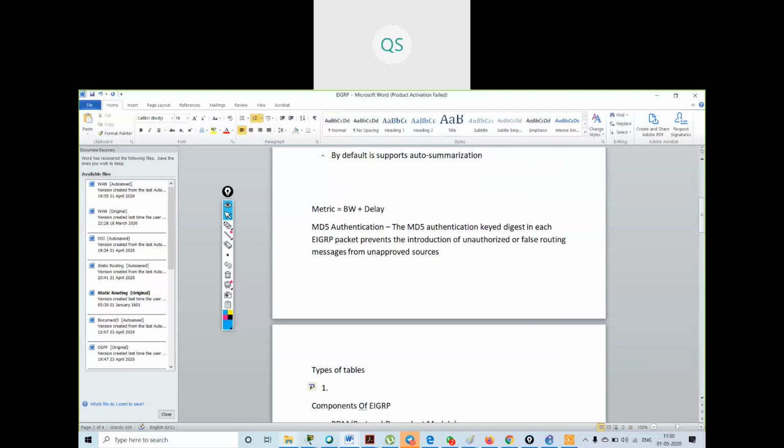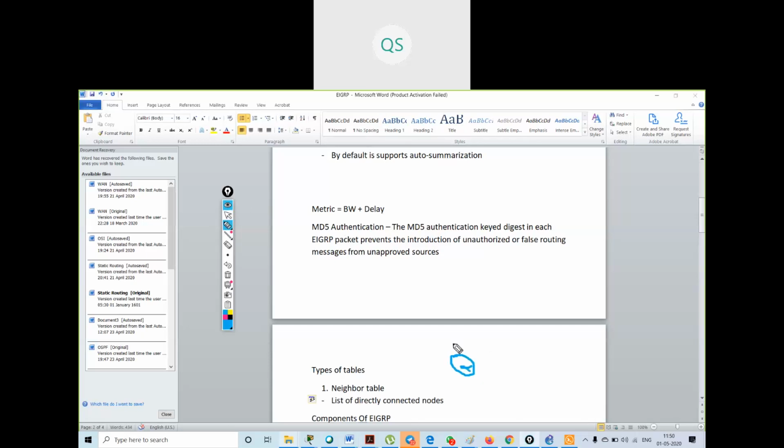What is the first type of table? Neighbor table. The neighbor table will have a list of directly connected nodes. So what do you mean by directly connected nodes?